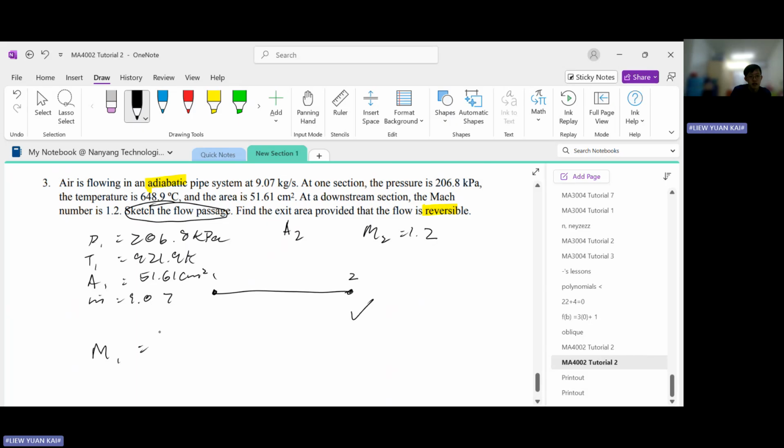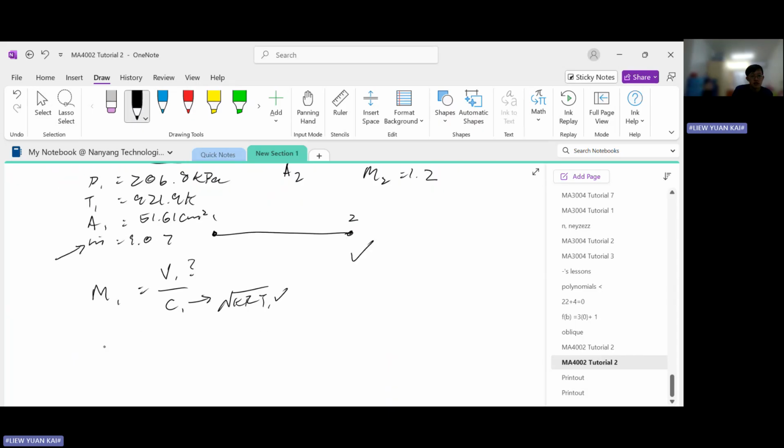The definition of Mach number is V1 over C1. C1 can be given by square root of K R T1. T1 is known. However, V1 is unknown, right? So how do we find V1? Well, we shall make use of the mass flow rate. Mass flow rate is given by rho A V, right? So now we're using the conditions at 1.